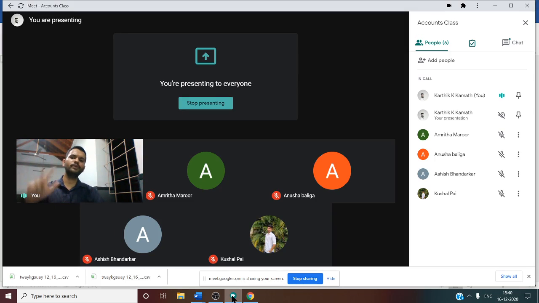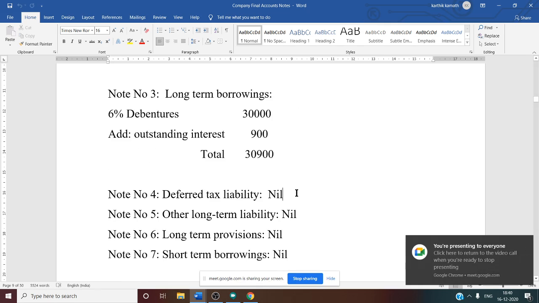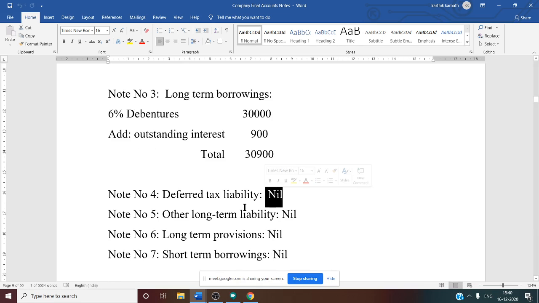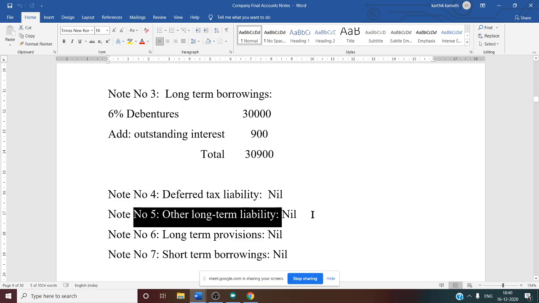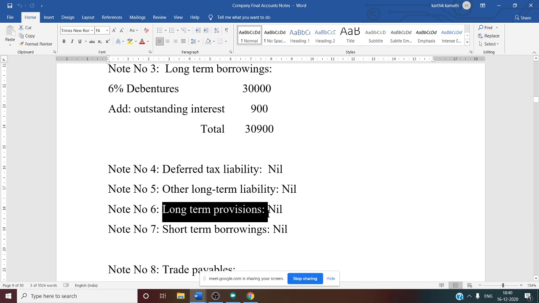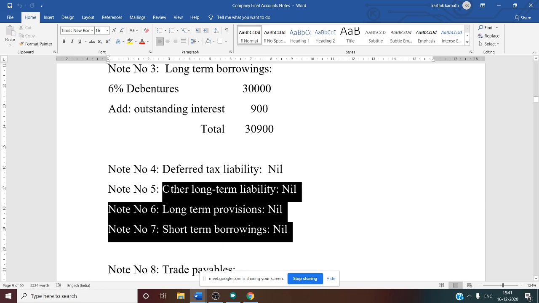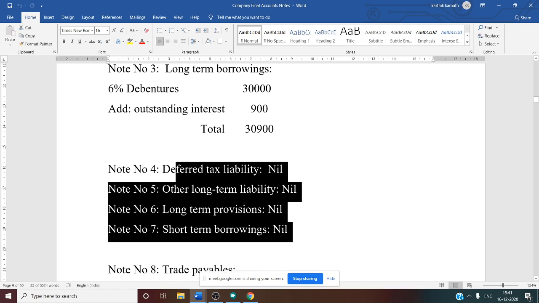Now after note number 3, note numbers 4, 5, 6 we have to see. Here note number 4 is deferred tax liability. No information is given. Book profit, tax profit, no information is given in the problem. Nil. Other long-term liability, not specified in the problem. Nil. Long-term provision, again it is not there. If there is a pension fund, it comes under long-term provision. Here it is not there, nil. Short term borrowing, again no information, nil. So these four working notes are nil amount. Even though it is nil, you have to show the working note and you have to write nil.